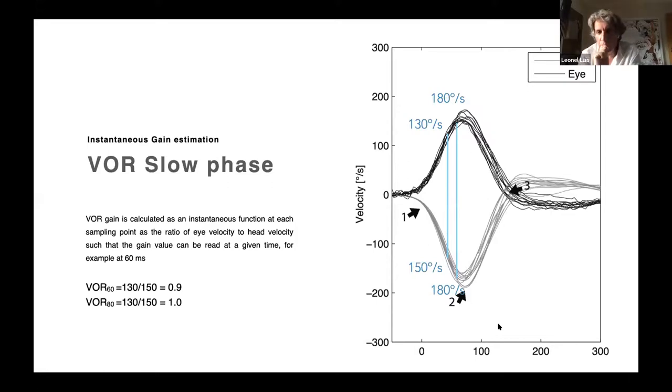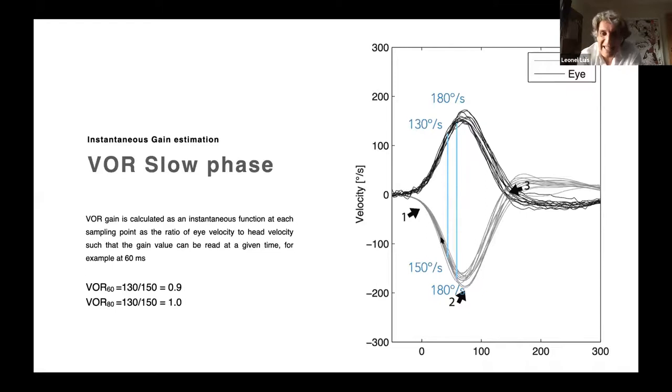The most classical way to calculate gain, and this is the way that we use to calculate it for scleral search coils, for instance, is instantaneous gain. So you say, let's say at 60 milliseconds after head impulse start, the head velocity was 150 degrees per second. You see what, at the exact same time, 60 milliseconds after head impulse start, the eye velocity was, and it's 130. So the ratio 130 to 150 yields a gain of 90%, a gain of 0.9.